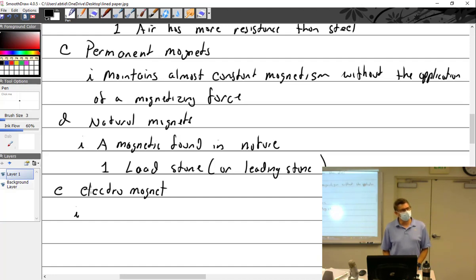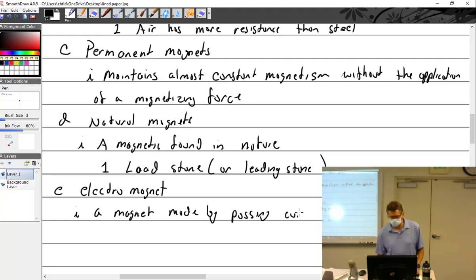Well, let's think about that. If we had a magnet that we connected to AC, wouldn't it tend to repulse every cycle? It wouldn't work so well. Throw it away, pick it up. Throw it away, pick it up. So that means that a really good electromagnet would have to be DC. So an electromagnet is a magnet made by passing current through a coil.